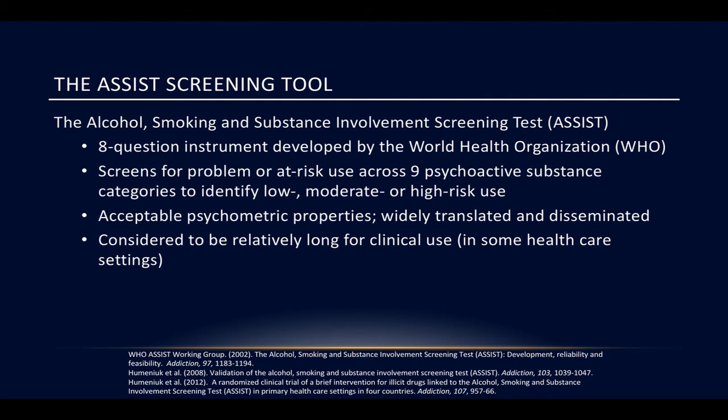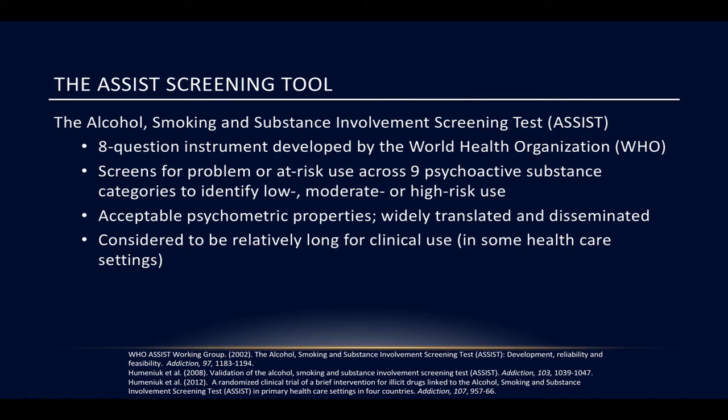As a brief background, the full ASSIST was the first screening test to cover all psychoactive substance categories, including alcohol, tobacco, and illicit drugs. It screens for health risks and problems associated with substance use and provides both lifetime and current estimates of substance use and related risks.